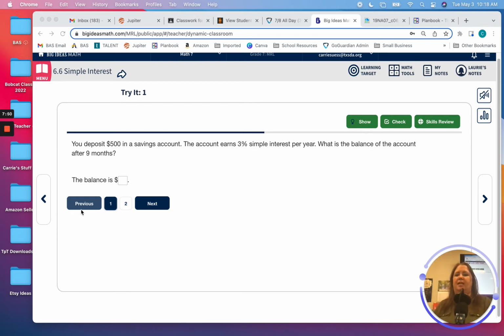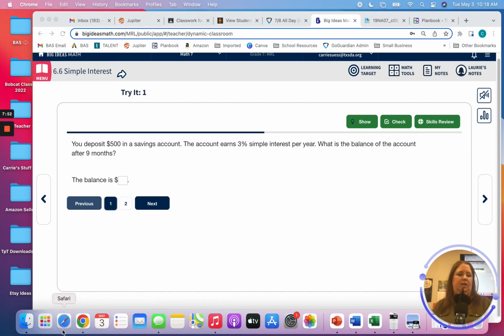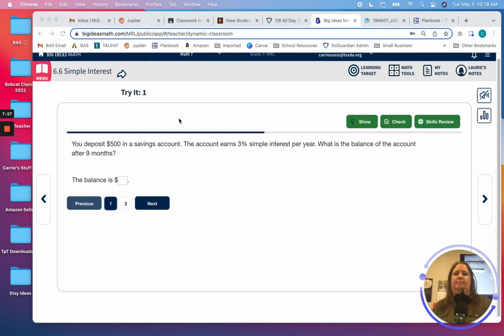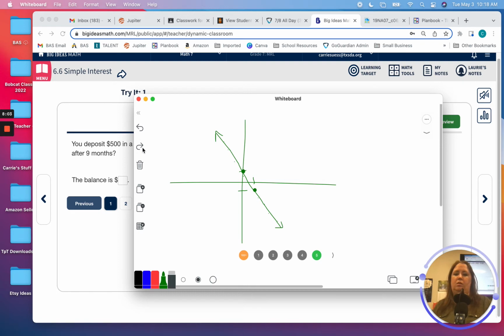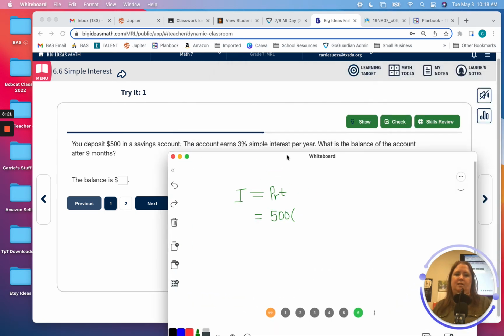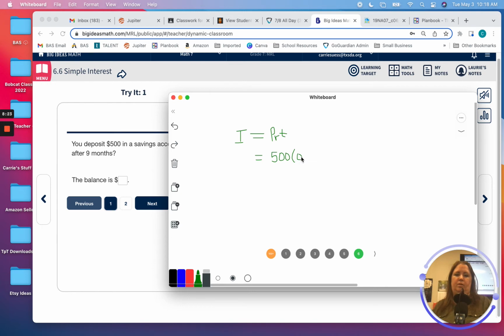All right, so we're going to do this together. What is our formula? 7th grade, what is our formula? I equals PRT. Okay, so what are we plugging in for? I need to write this. I equals. We're solving for I, right? Yes. Okay, so what is P? Principal. What's the number? 500. 500, very good. And then times, what's my rate? 0.03, because it's 3%.